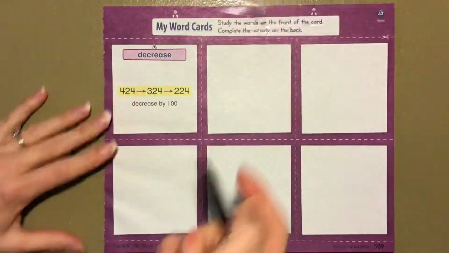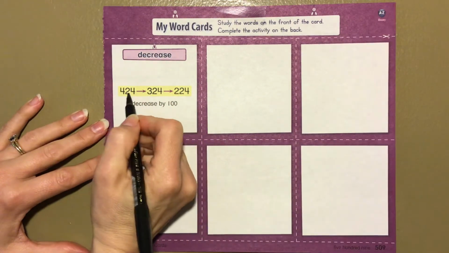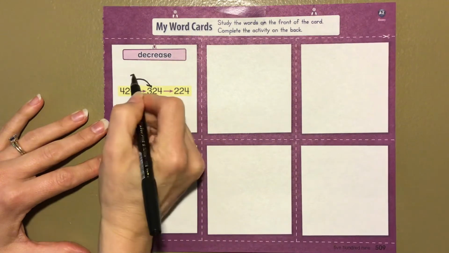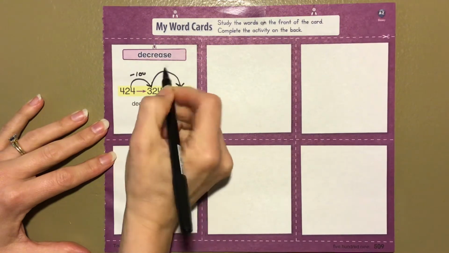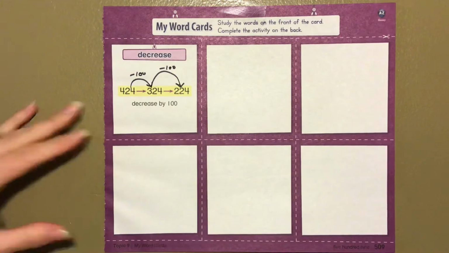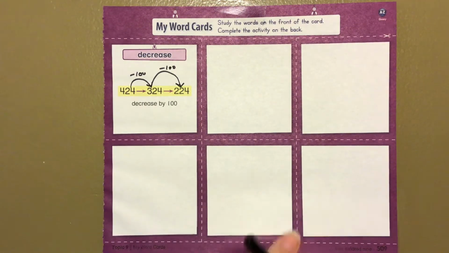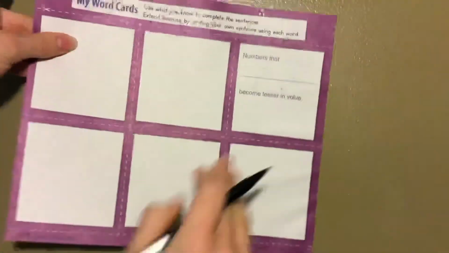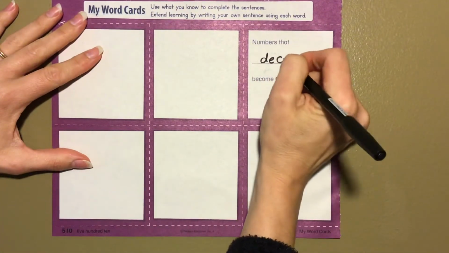All right, so here's our last one, our decrease. So we're decreasing by 100. 424 minus 100 is 324. Minus another 100 is 224. So that's called a decrease. So on the back here, you're just going to write numbers that decrease. Decrease.